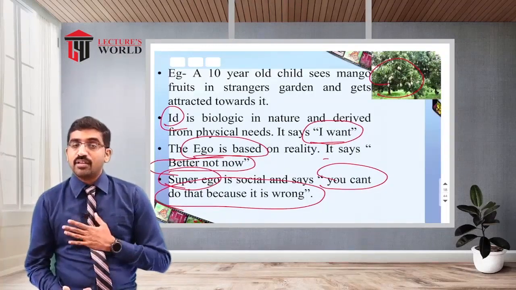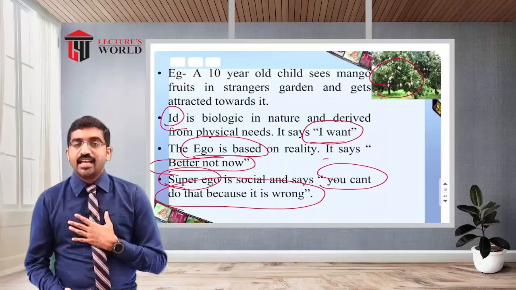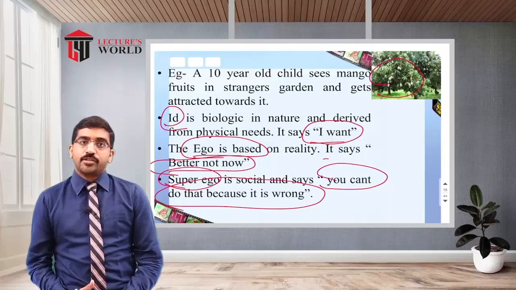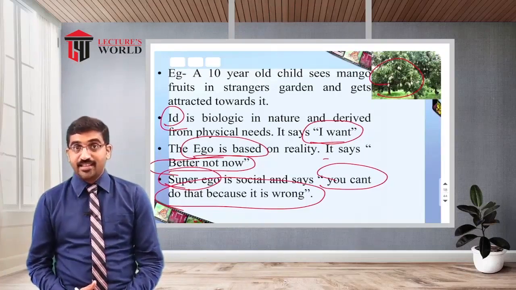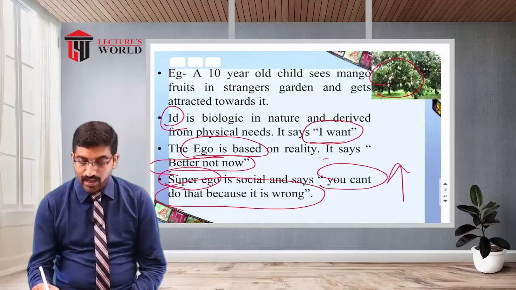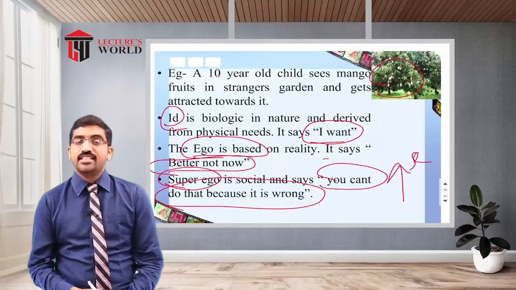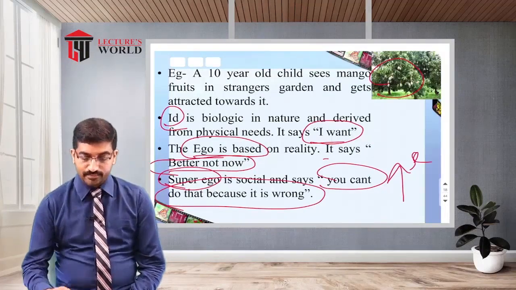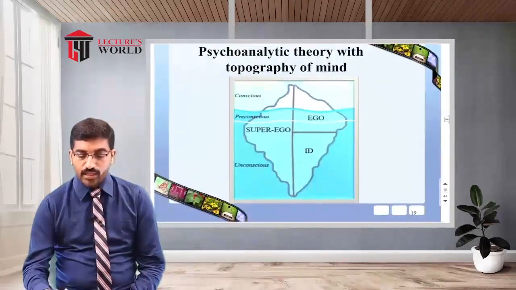And some people will follow their ego, their reality. They will tell themselves, I will make some excuse or something like that, and they'll try to pluck it, and their ego will not get hurt. But some people have a very high superego. It is increased. They will tell, I will not eat. This is a stranger's garden. So this is the topography of mind.